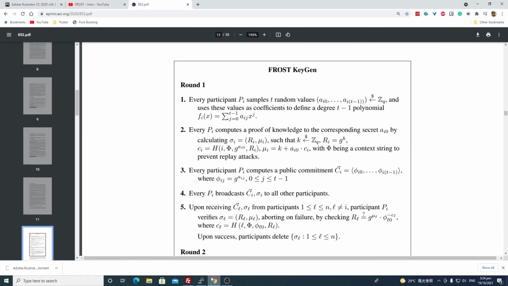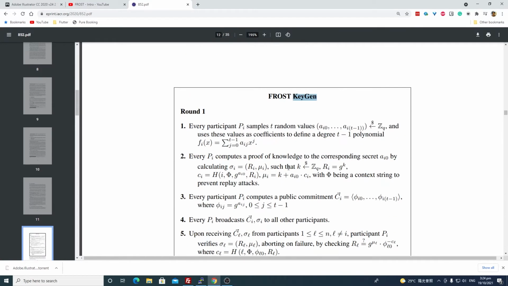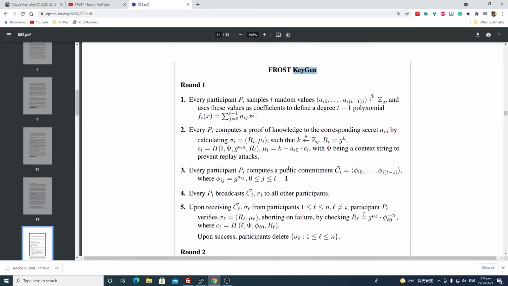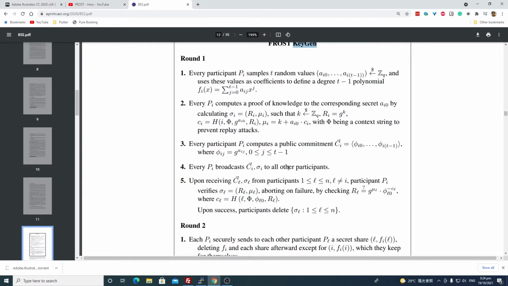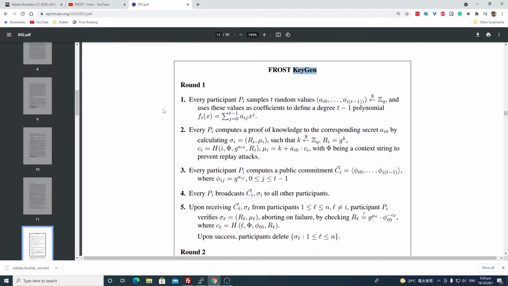All right, folks. So today we're looking at the first part of the FROST algorithm, the key generation. So there are 2 rounds, and in each round, every participant will do some exchange of data. So let's begin with round 1.